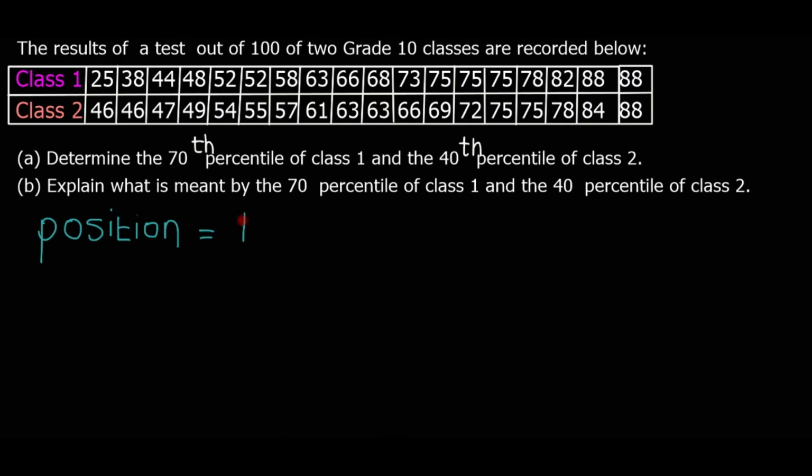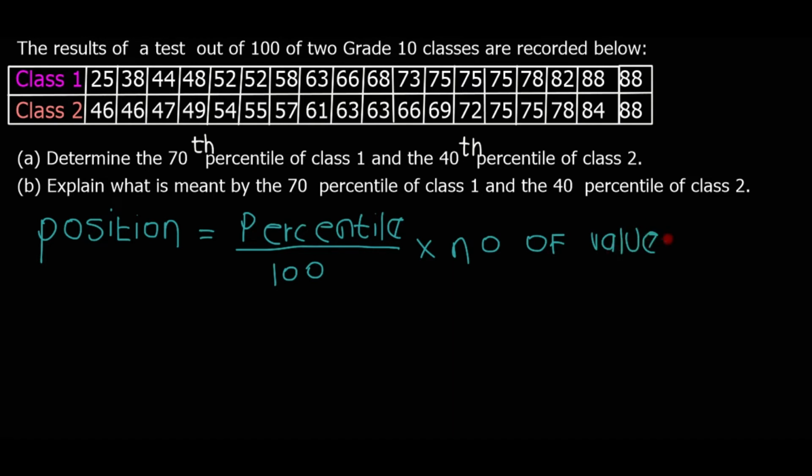So the position equals the percentile out of 100 times the number of values in the data set. So, we need to determine the 70th percentile of class 1 and the 40th percentile of class 2.